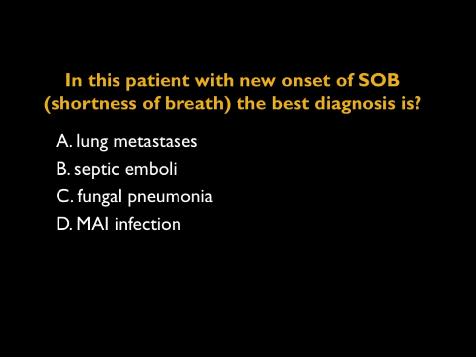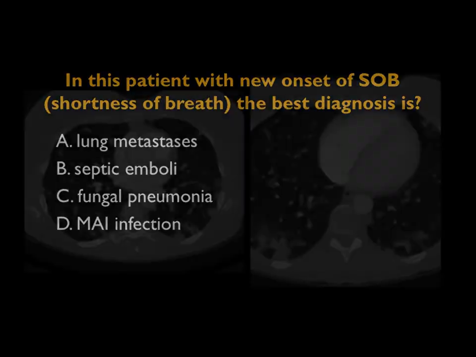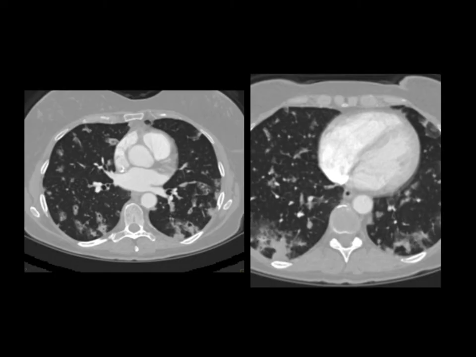This patient has shortness of breath. What's the best diagnosis? Well, let's look at the lesions first. Multiple lesions bilaterally, some are cavitated, best seen in the lung bases. Could this be mets? The answer is yes. Could it be fungal pneumonia? Yes. And could it be MAI infection? The answer is yes. So it could be a lot of things.